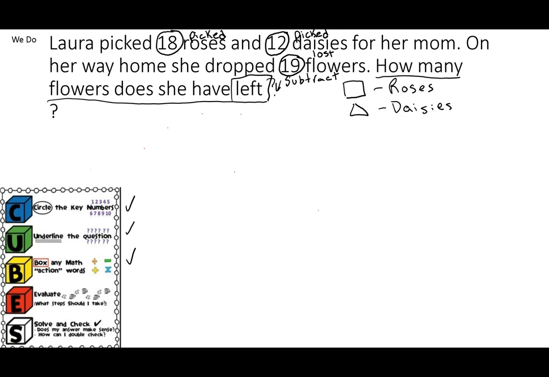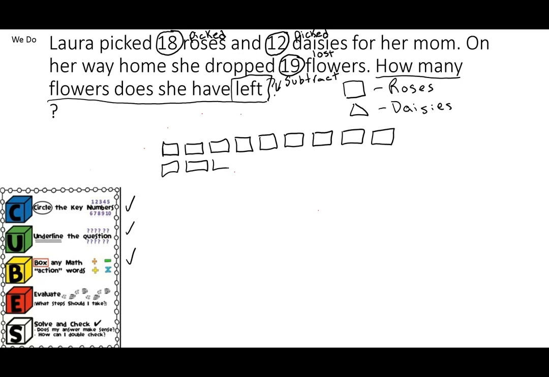So now I need to draw the total number of flowers that she picked. I know that Laura picked 18 roses. So I'm going to draw 18 squares. 7, 8, 9, 10, 11, 12, 13, 14, 15, 16, 17, 18, and that's it.